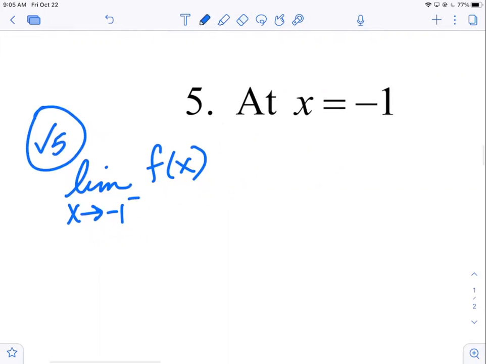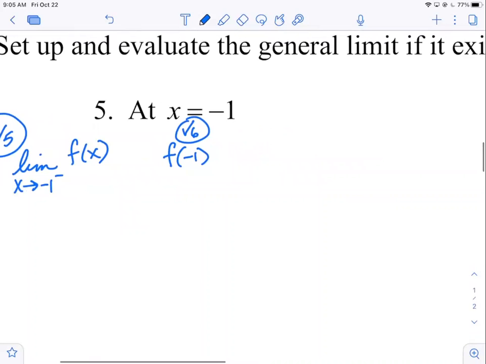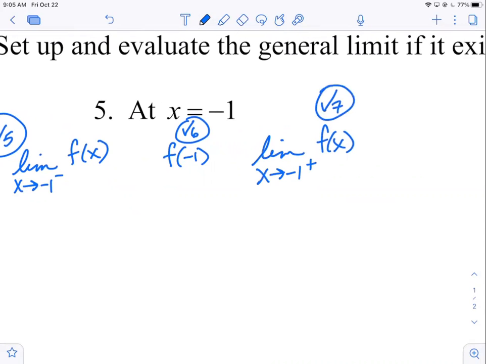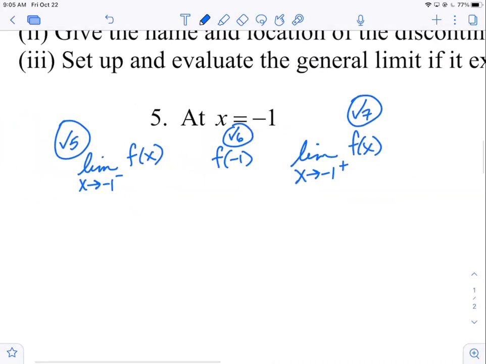And then we got F of -1. That notation is the 6th check. And then we have the limit as x goes to -1 from the right of f or f of x. And that's the 7th check. So no surprises there. It's all or nothing, right? In this problem, the notation is the check.